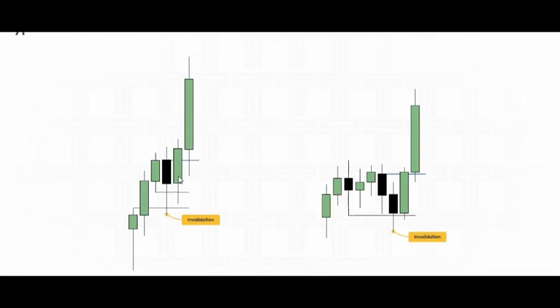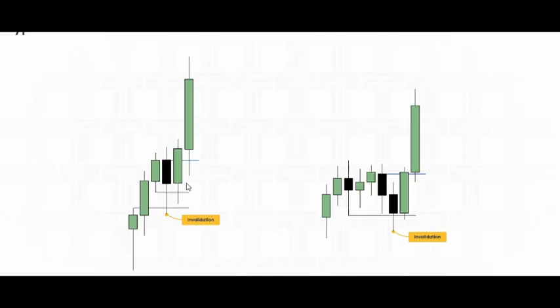So we have a fair value gap, an order block being created from a fair value gap. You see the fair value gap was created, price came into that fair value gap, closed above the opening price, and then goes.